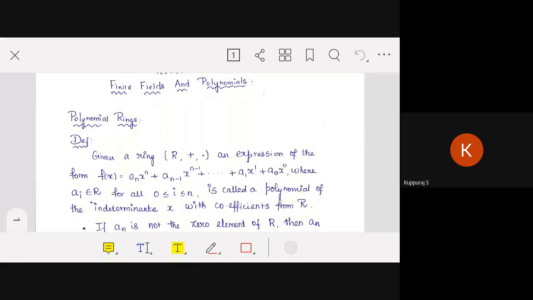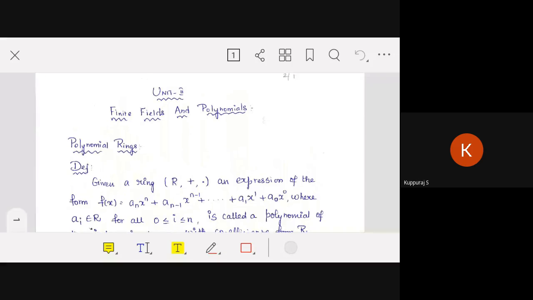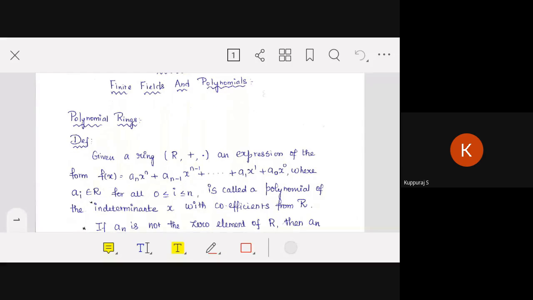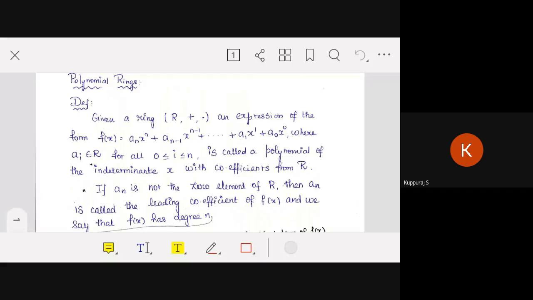So, good afternoon, students. Our next unit is Unit 2. The heading of that unit is Finite Fields and Polynomials. In this unit, first we are going to see polynomial rings. I think all of you know what a ring is, but in this unit, we are going to see the polynomial rings. So first, I think all of you know about polynomials.